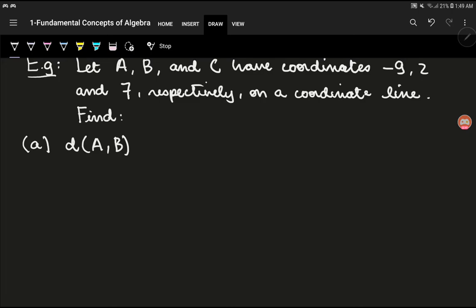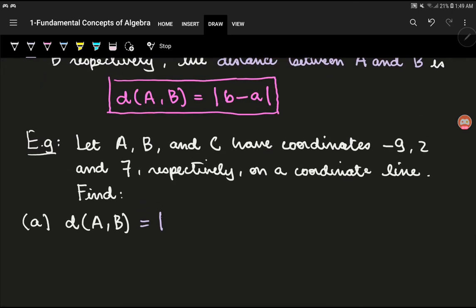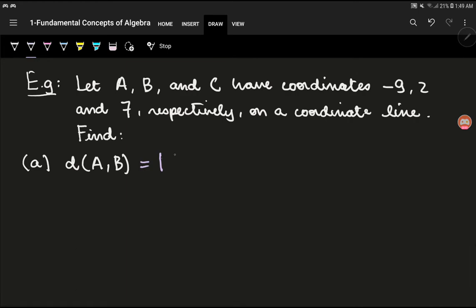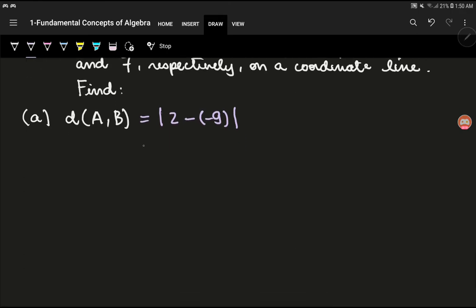First thing first, the distance from point A to point B. By using the definition of distance between two points that we have discussed just now, the distance from A to B is the absolute value of B minus A. Our B is 2 and our A is negative 9, so 2 minus negative 9. Since minus a negative becomes positive, we have 2 plus 9, which is 11. The absolute value of 11 is 11.